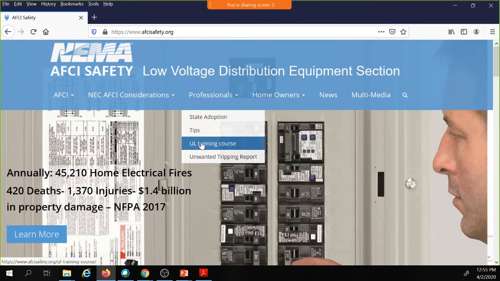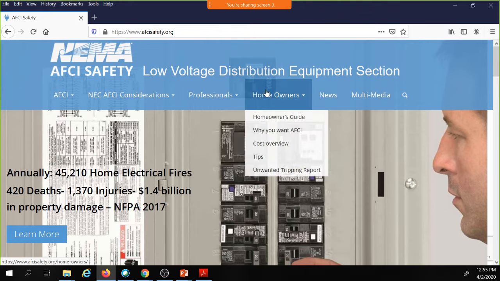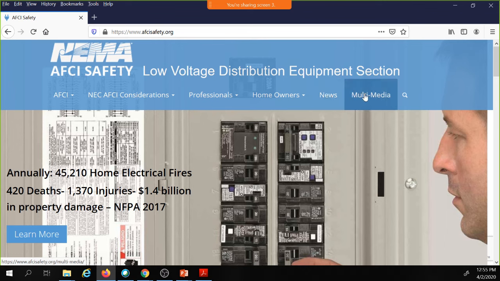There's a link to a UL training course. So if you have questions about how to troubleshoot a circuit that's tripping, we created in cooperation with UL and UL University a training course that you can take. We have information for AFCIs because homeowners want to understand this technology, especially since it's an unforgiving technology. If you're finding problems, especially when you retrofit into an existing home, that's the area where you'll find problems. It's good to educate the homeowners on what it is that they're installing in their home. And there's some multimedia information there.